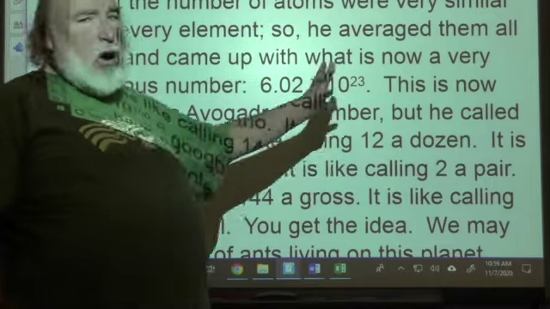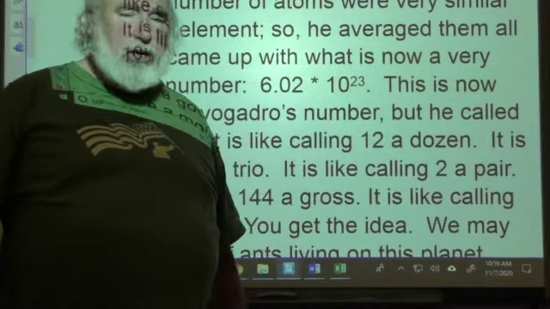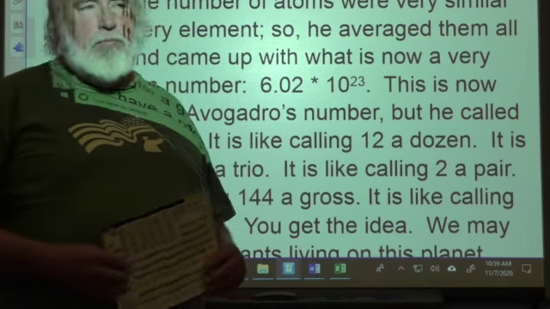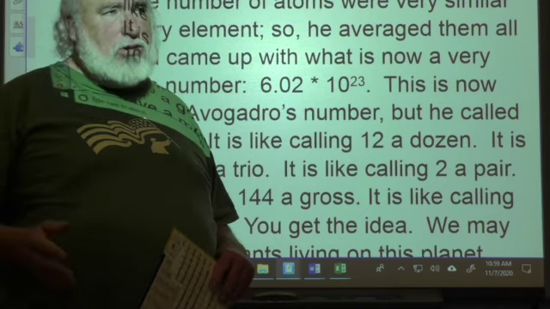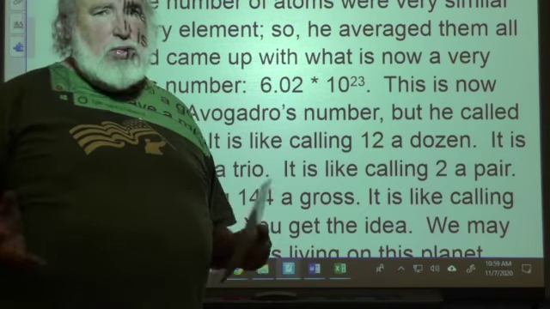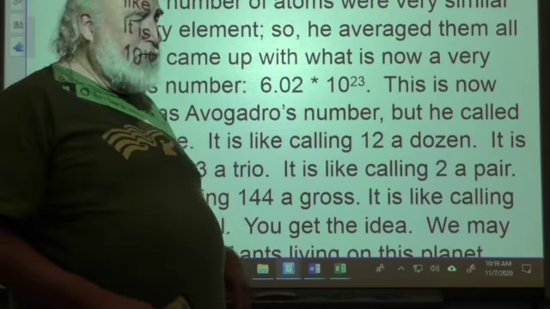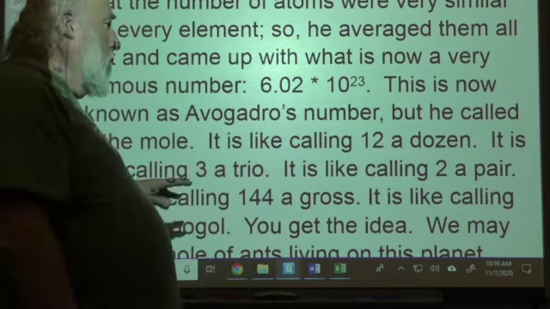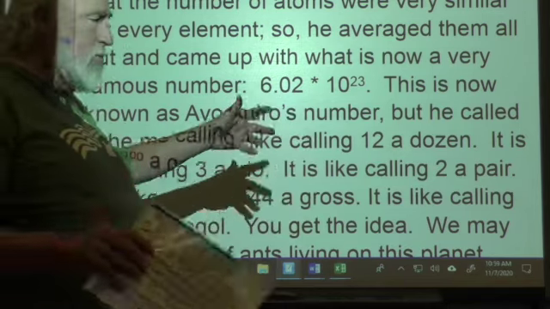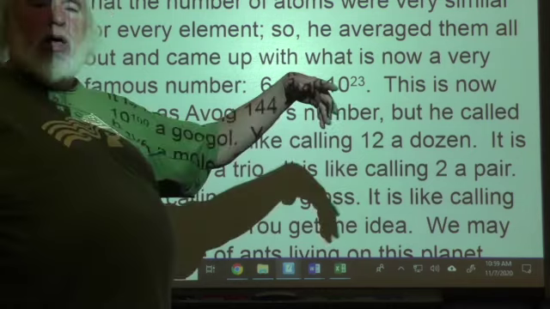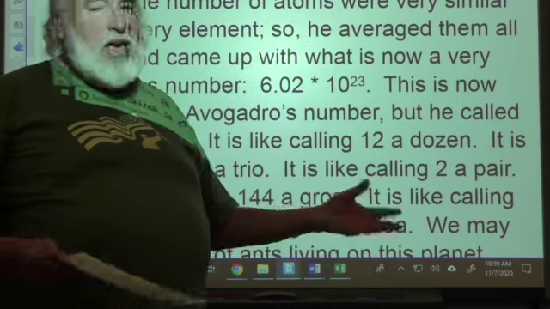Now, he didn't call it Avogadro's number. That would be pretty arrogant to do that. So he called it the mole. Now this is Italian, so I'm sure the mole has something to do with atoms and not a furry little creature that is ugly as sin and eats your garden. It probably has something to do with the atomic level, the molecular level, is my guess. But I don't know. But it's not unusual for some people to give a name to a number.